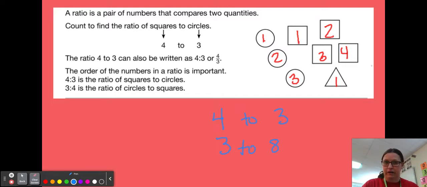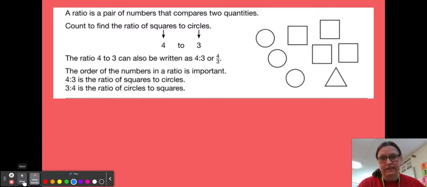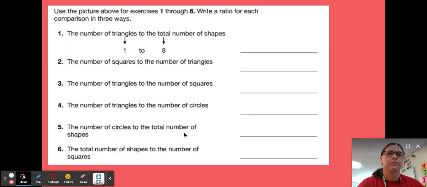There are 3 ways to write a ratio. You can write the word "to," you can do it with the symbol right here, the colon, or you can do 3 to 8, or you can do 3 over 8 and turn it into a fraction. When you're working with ratios, you do work with them like you're working with fractions a lot of times. That's just kind of a heads up for you.